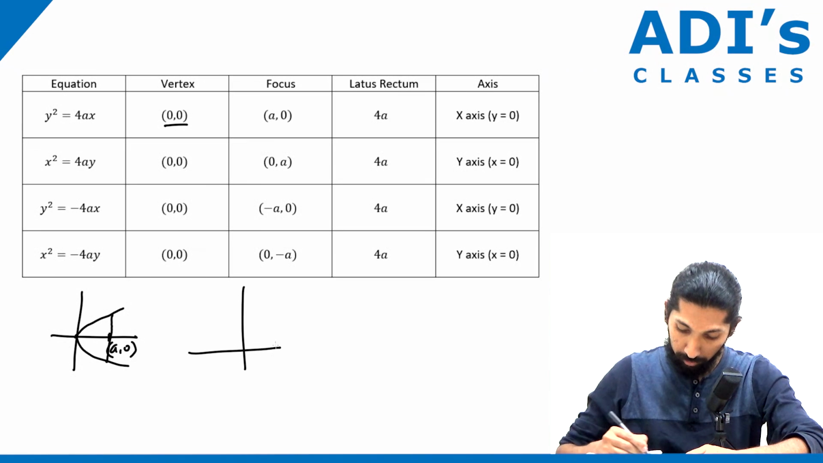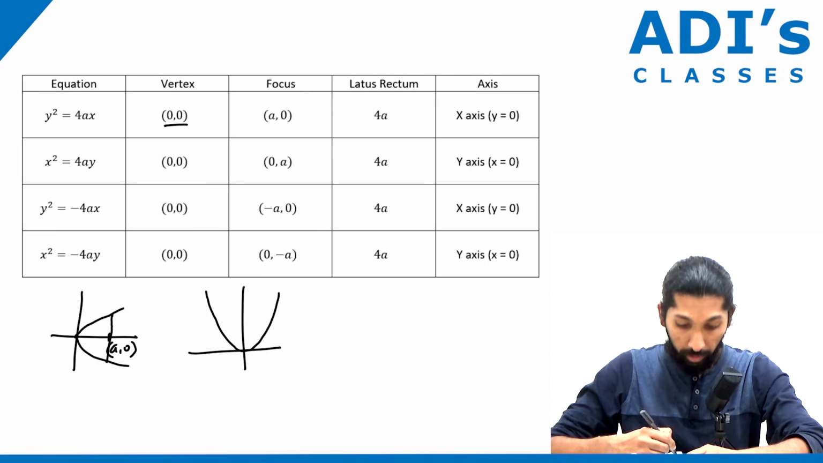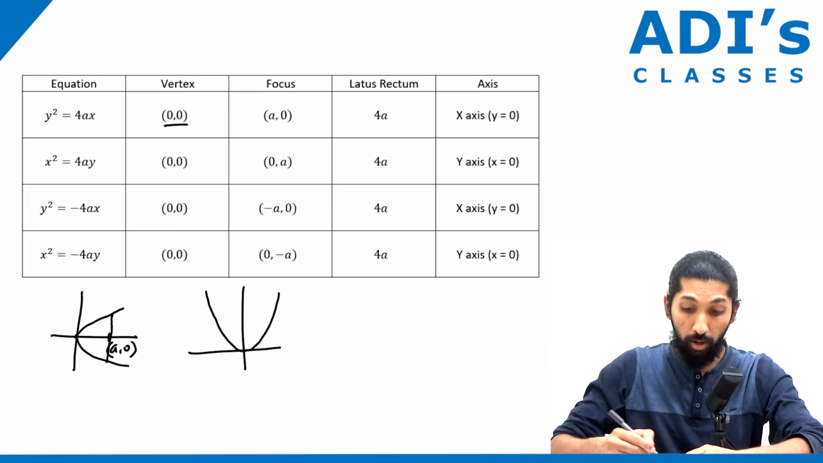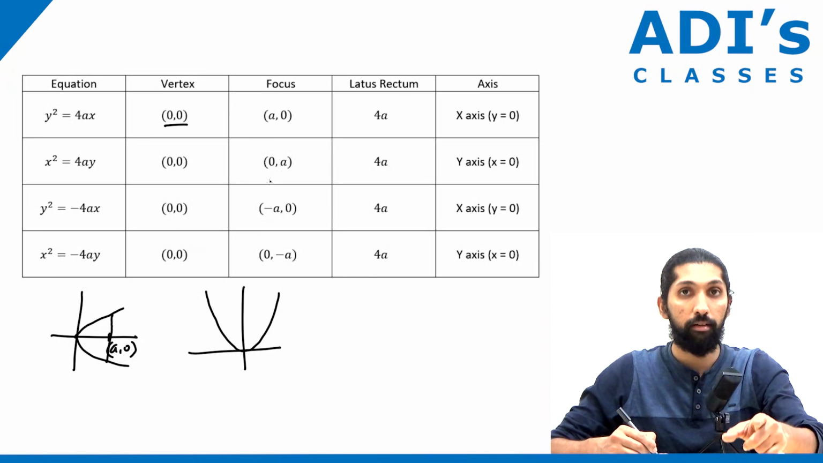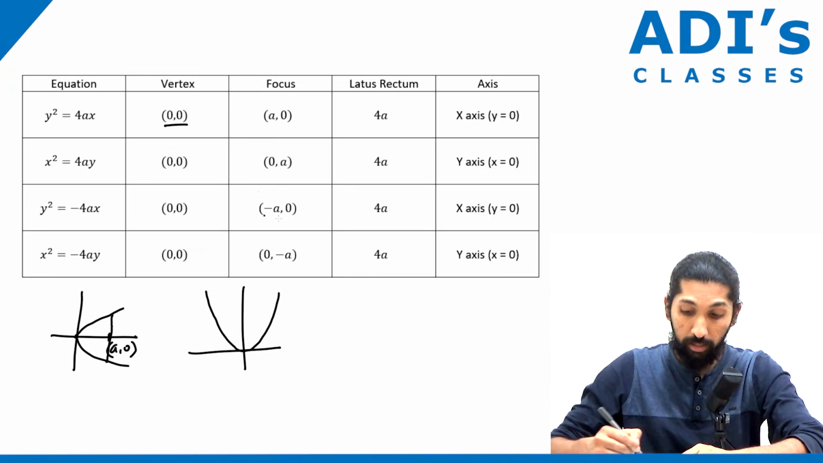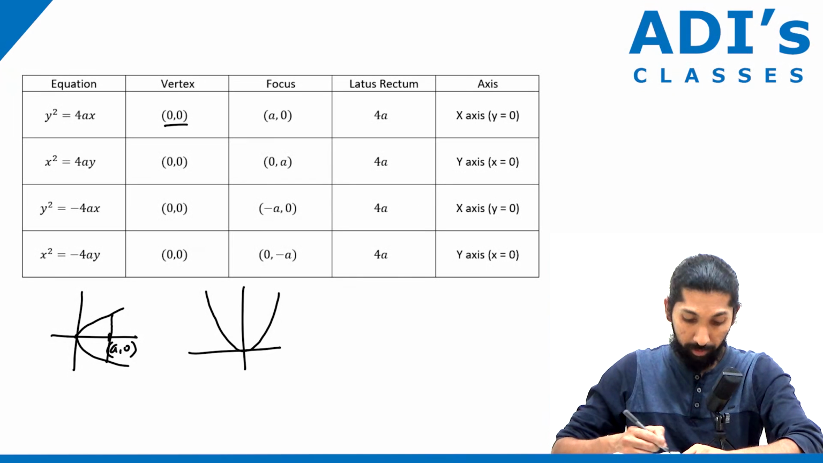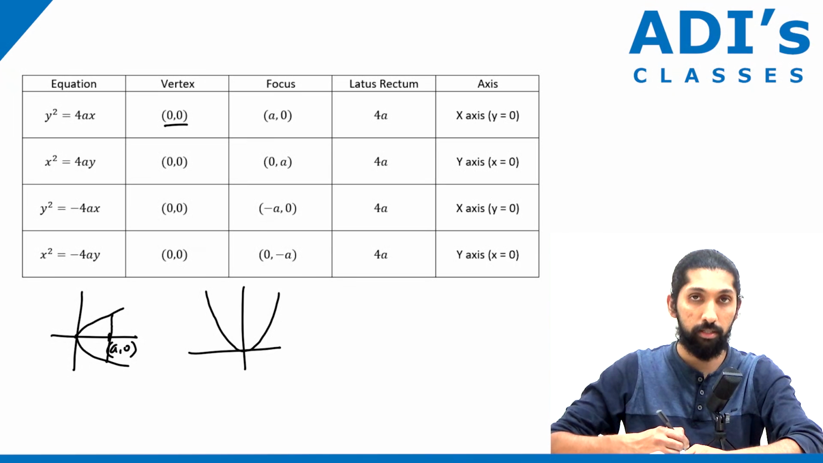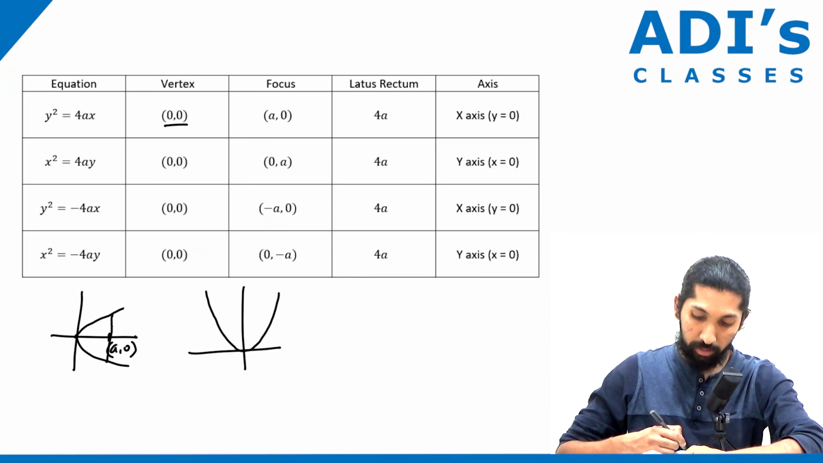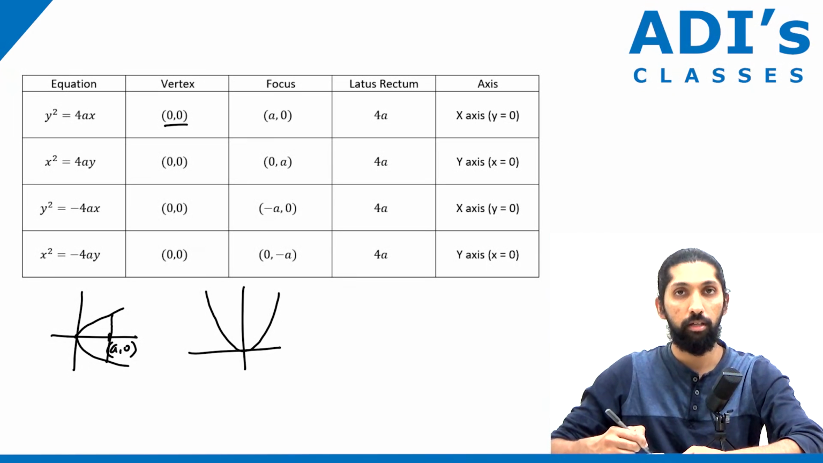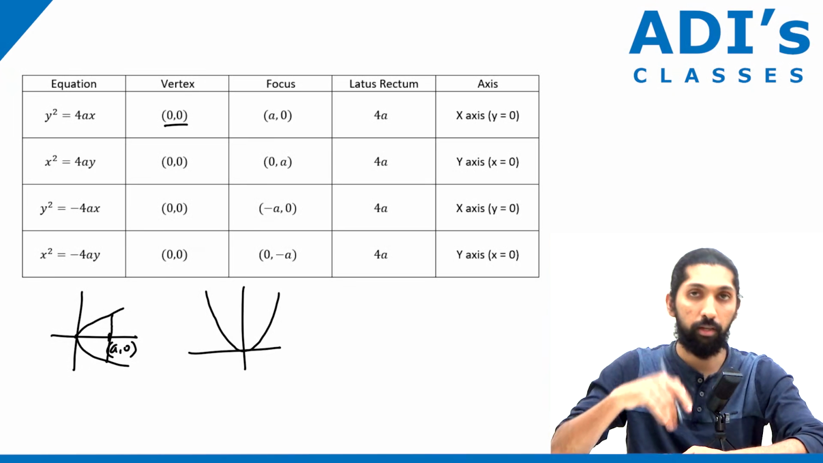So this one is going to be an up opening parabola like this. Again, the vertex is 0, comma 0. Focus is 0, comma a. It's on the y-axis. Then we have latus rectum and the axis of symmetry. Same thing goes for the next two. Y square is equal to minus 4ax, x square is equal to minus 4ay. So these are the four types of parabola.